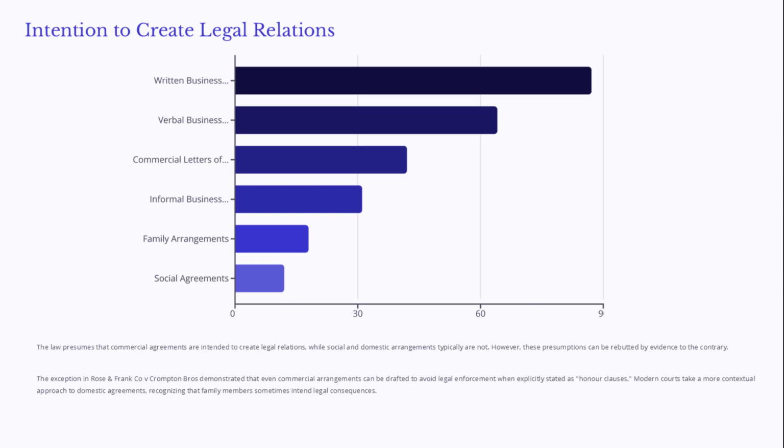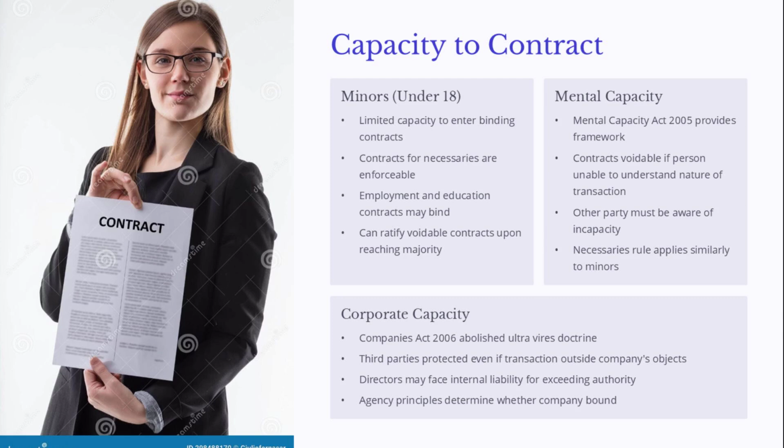Modern courts take a more contextual approach to domestic agreements, recognizing that family members sometimes intend legal consequences. Minors, typically under 18, have limited capacity to enter binding contracts, though some exceptions are enforceable. Employment and education contracts may be valid upon reaching majority.